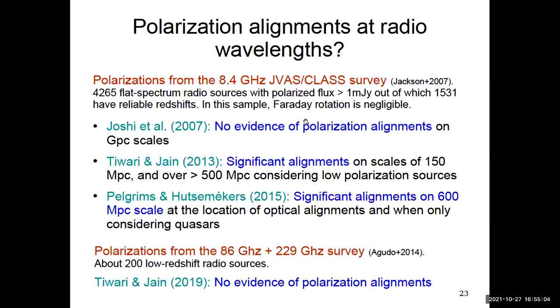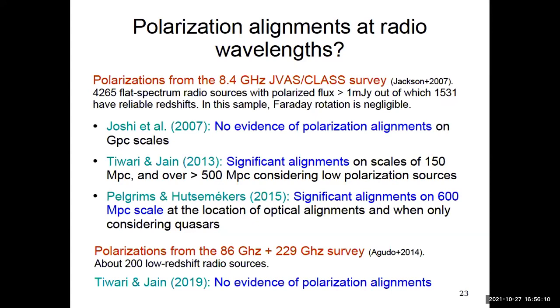Different studies have led to different results. The first study found no evidence of polarization alignment on the gigaparsec scale. Then significant alignments were found on smaller scales, typically about 150 megaparsecs, and on larger scales, but considering low polarization sources, which are unfortunately more prone to contamination. Finally, if we select only quasars in those sources, then we have alignment on quite big scales, 600 megaparsecs, and they correspond more or less to the location of the optical alignments. At higher frequency, with a smaller sample, there is no evidence of polarization alignment.